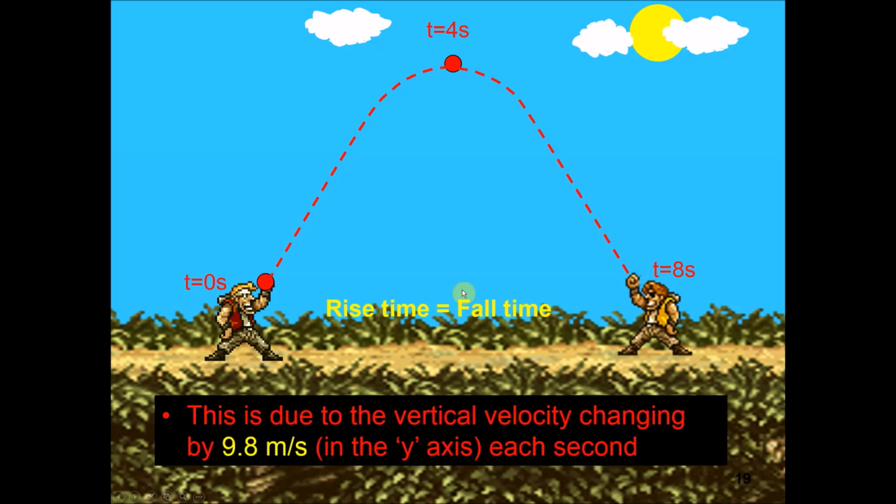So as I said, remember this effect. This can be very useful if it looks like you don't have enough variables to solve your problem when you're looking at a parabola. And this is due to the vertical velocity, of course, changing by 9.8 meters per second in the y-axis every second.